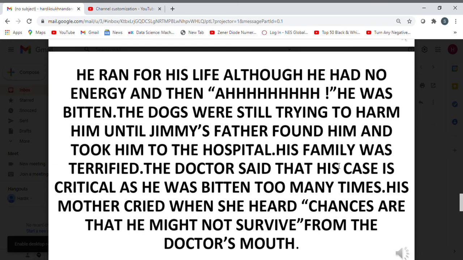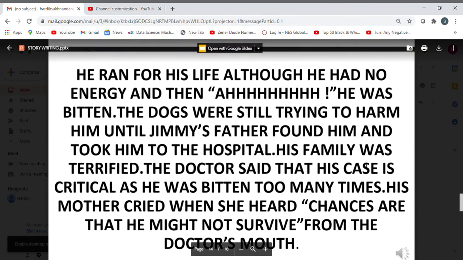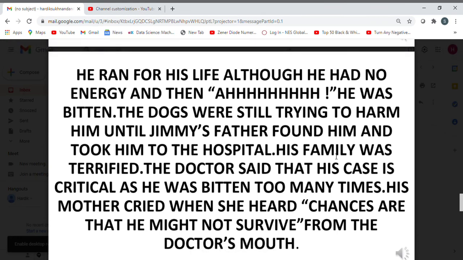The dogs were still trying to harm him until Jimmy's father found him and took him to the hospital. His family was terrified. The doctor said that his case is critical as he was bitten too many times. So I gave a reason why his case was critical. Try and give reasons for things that you can, because that's what readers want to know more about, the reasons about why the thing had happened. Otherwise, they have no one else to ask, right? So it's better if you mention that in the story.